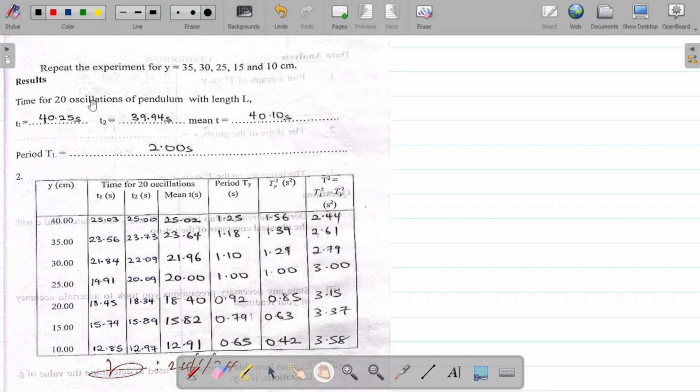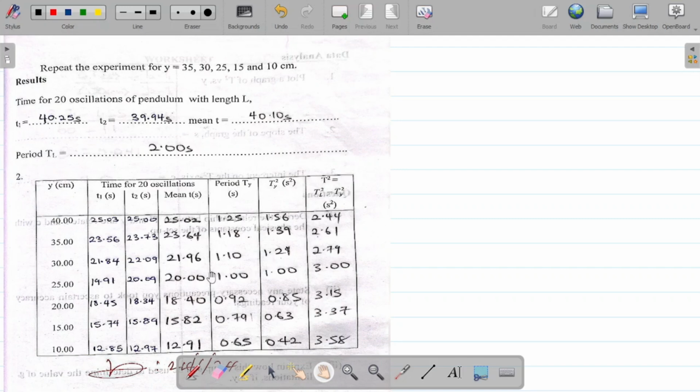For the result, the time for 20 oscillations, you have T1 as 40.25 seconds, T2 as 39.94 seconds, your mean T, and the period T subscript L as 2.00 seconds. Usually the values of T1 and T2 will be given. The mean T is gotten by doing T1 plus T2 all over 2. So 40.25 plus 39.94, divided by 2, you should have 40.10 seconds. The period T_L will also be given in the lab.